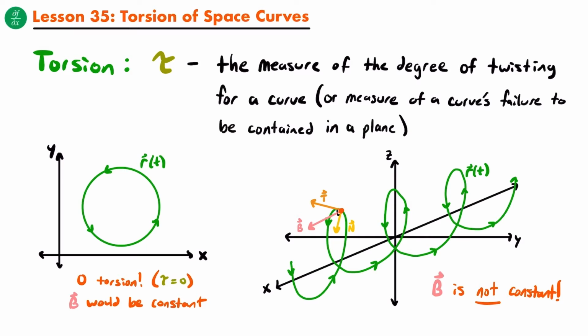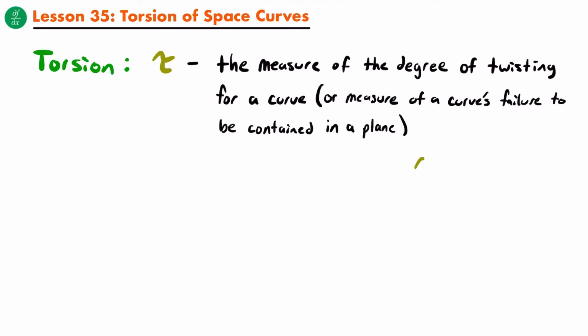All right, and so mathematically, we define torsion like this. The torsion tau is equal to the change in the unit binormal vector with respect to the arc length in the opposite direction of the unit normal vector n. All right, so that looks like this. We have negative dB divided by ds dot the unit normal vector n.